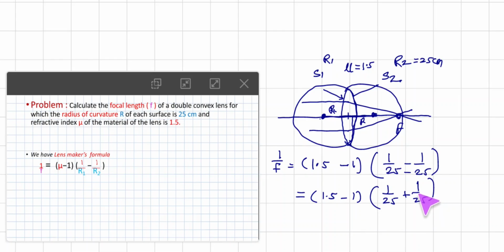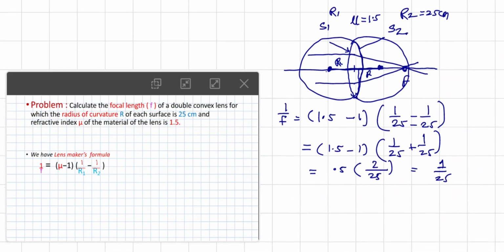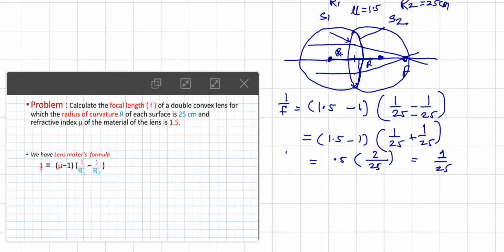Therefore 1 upon f is equal to (1.5 minus 1) into (1 upon 25 minus minus 1 upon 25), that is plus 1 upon 25, and that turns out to be 0.5 into 2 upon 25, which is equal to 1 upon 25. But this is nothing but 1 upon f. Therefore f is equal to 25 centimeter.